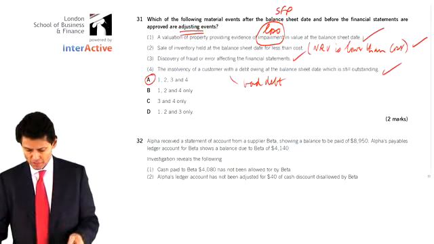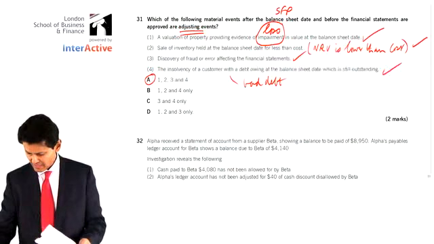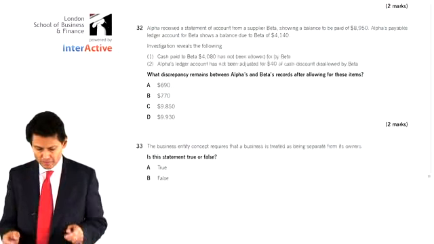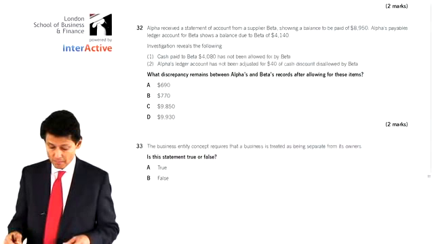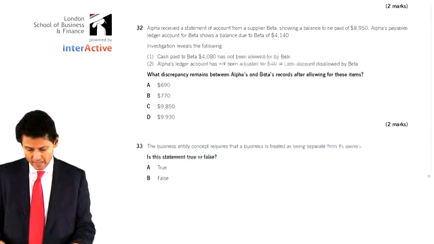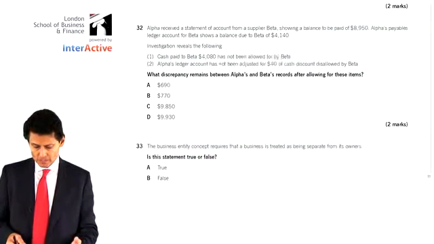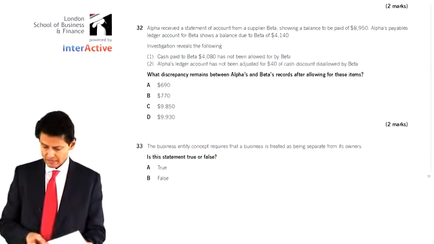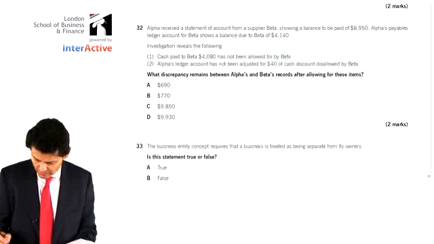Now, question number 32, by contrast, is a slightly difficult point. Let me show you what it says. Alpha received a statement of account from a supplier called Beta, showing a balance to be paid of 8950. So, this is from a supplier Beta, so I think this is Beta's books.